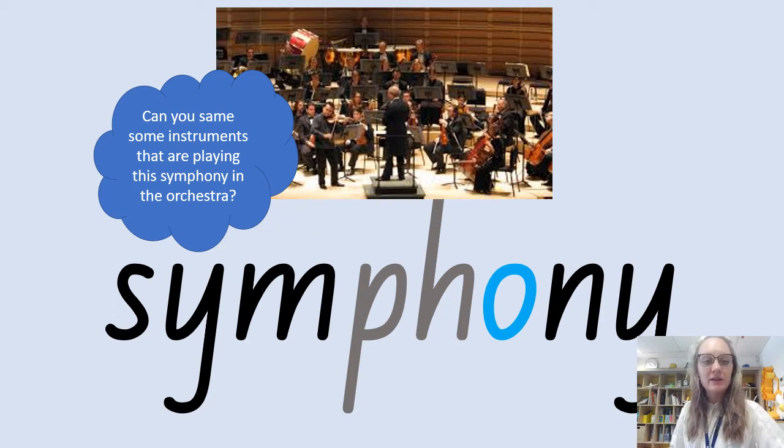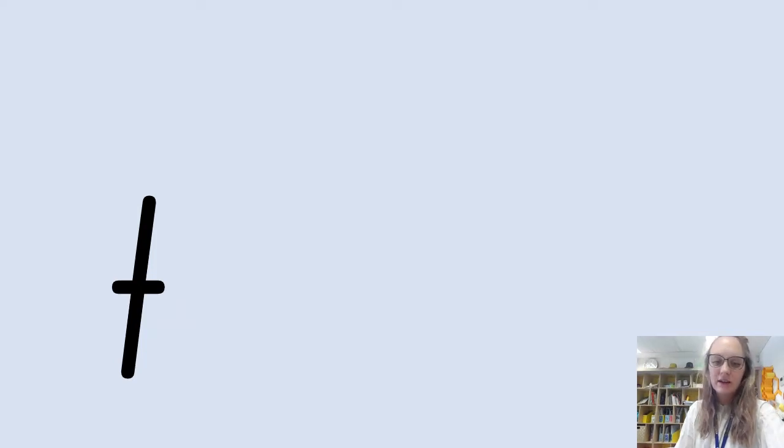Can some of you play the instruments that are in this symphony? So I can see a cello, I can see a violin, I can see some, what else can I see at the back? I can see someone playing the drums right at the back. So do any of you play these instruments? Let's keep blending together.